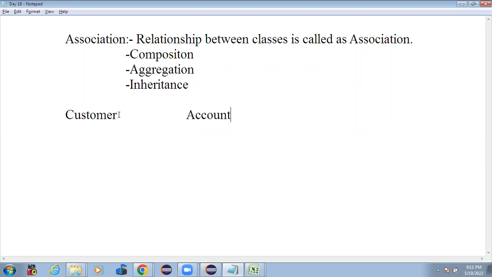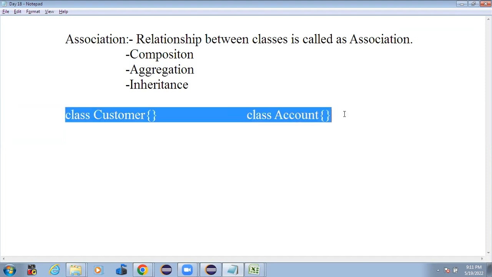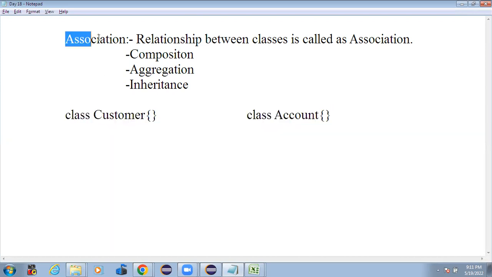In the case of a bank, if I consider a class as a customer and I also have a class as an account, then we have to implement the relationship between these classes. That relationship between these classes is nothing but association.